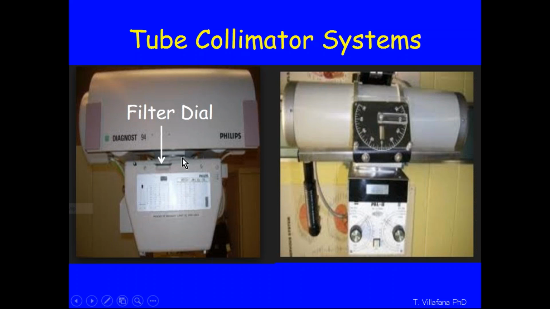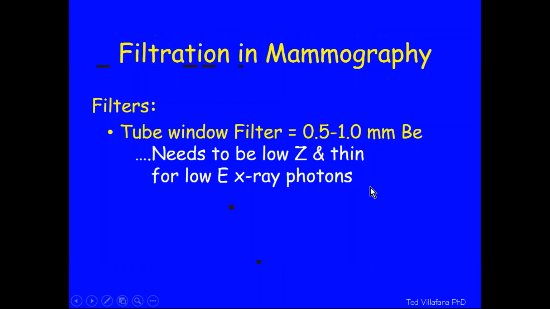Typically, when I get one of these machines in my department, I ask the engineers to disengage that dial, so that you have a certain amount of filtration and you stay with that amount of filtration. Here on the right is a typical portable system where the collimators are much smaller. Those usually will have fixed filtration with no ability to change filtration whatsoever.